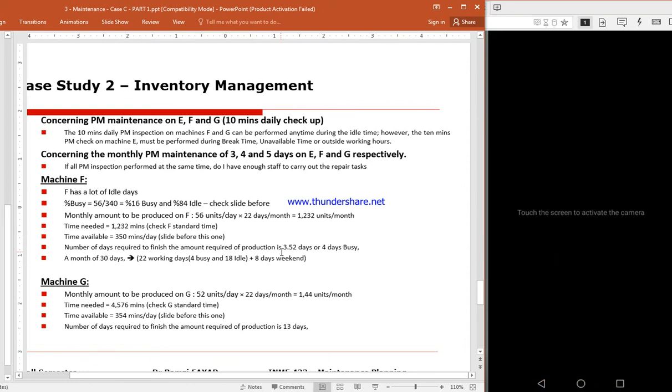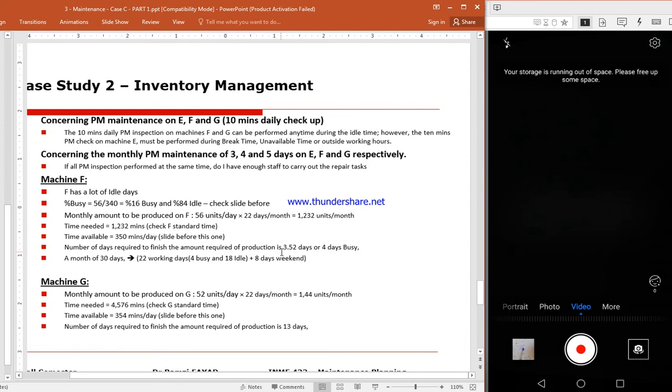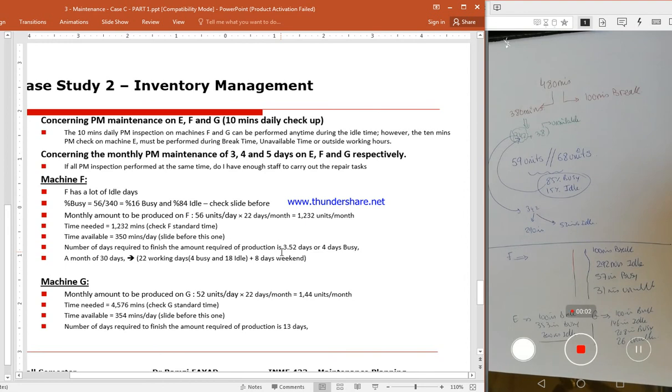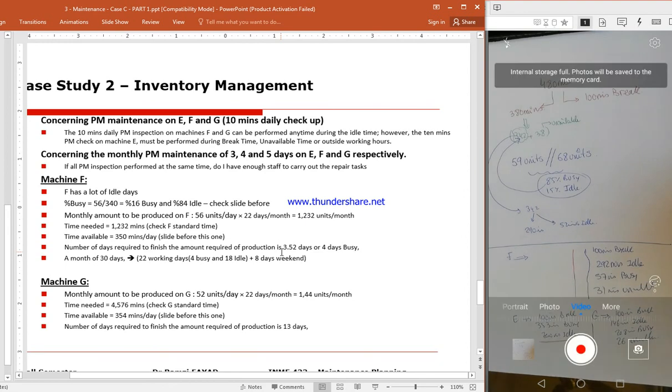Okay, I can produce all this in 4 days. I don't have to wait the whole month to produce this amount. okay هيدي الأول step اللي عندي إياها.